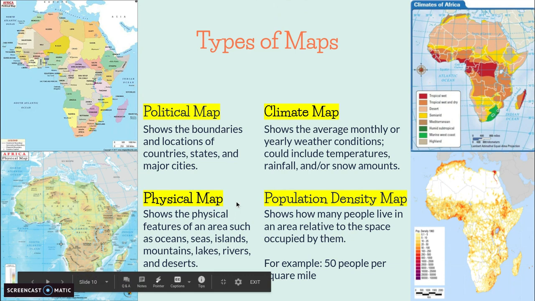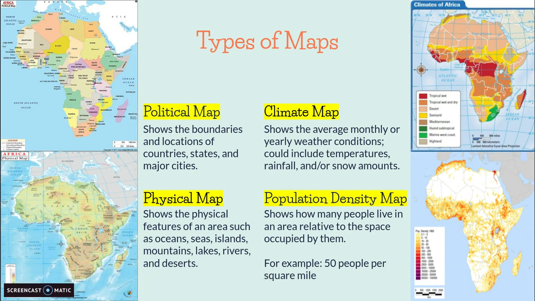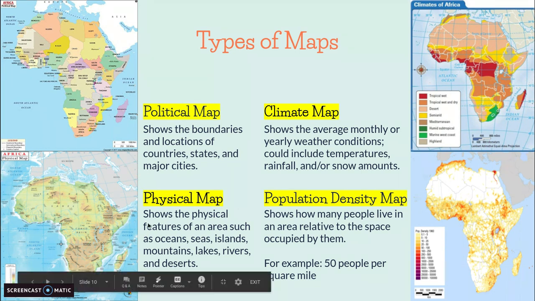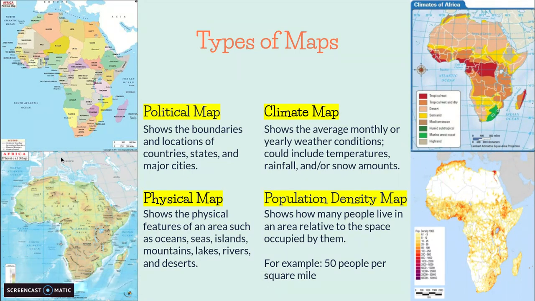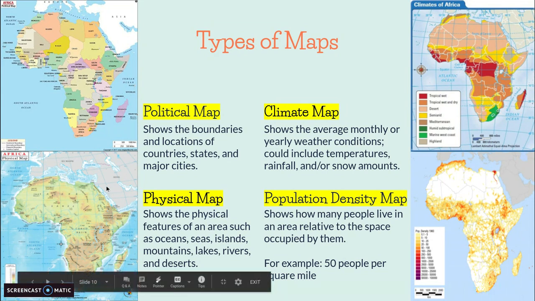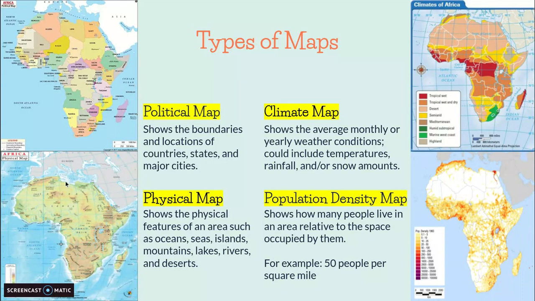A physical map shows the physical features of an area, such as oceans, seas, islands, mountains, lakes, rivers, and deserts. So the physical environment is the focus of a physical map. If you look at the physical map of Africa, you see different mountain ranges and deserts based on the color. You see the detail in the ocean based on how deep it is, the darker the color. So it's focusing on the physical features of Africa.